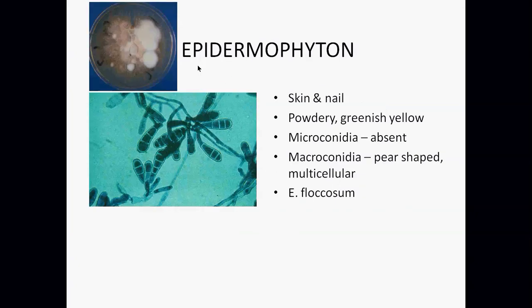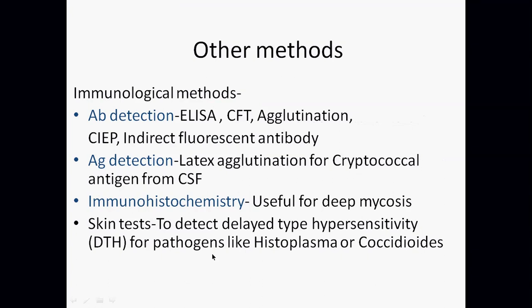Now this is again a fungal structure of Epidermophyton, and this is the LPCB mount of Epidermophyton. Mainly it infects skin and nails. The colonies are powdery greenish yellow. Specifically, microconidia are absent and macroconidia are pear-shaped, multicellular. This is the Epidermophyton floccosum. So just to let you know, depending upon the typical morphology on Sabouraud dextrose agar, colony morphology and the microscopic morphology, you can go for identification of fungi.